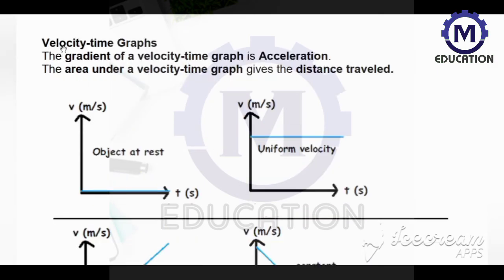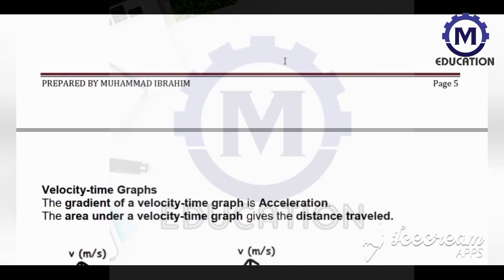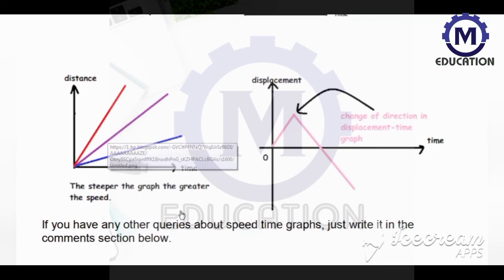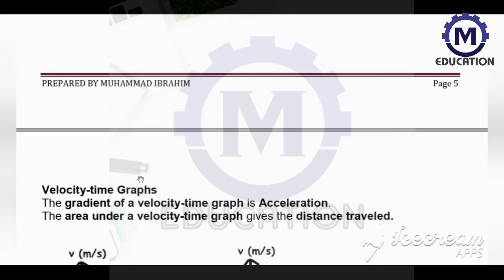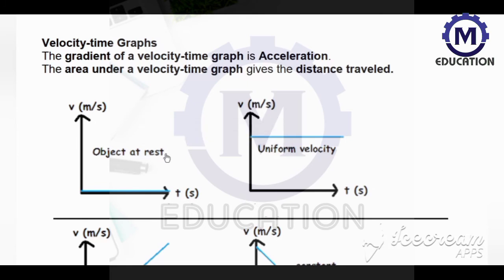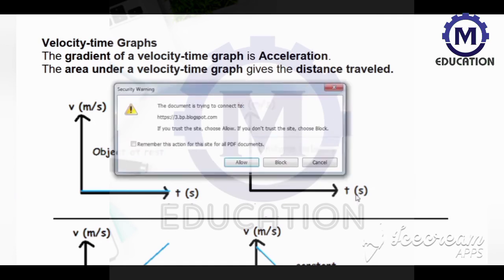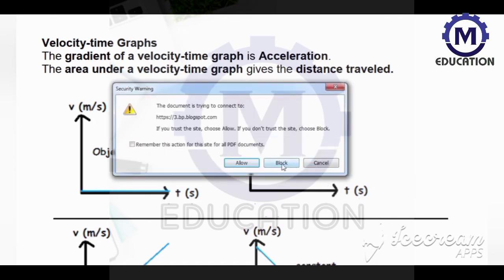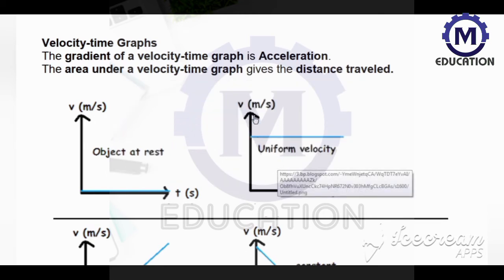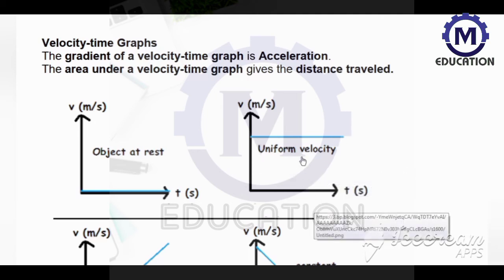Now we are going to discuss the velocity-time graph. The gradient of a velocity-time graph is acceleration. As we know that the gradient of a distance-time graph is velocity, the gradient of a velocity-time graph is acceleration. If an object is at rest, velocity is 0, but time is changing. Here in the velocity-time graph, uniform velocity means acceleration is 0.